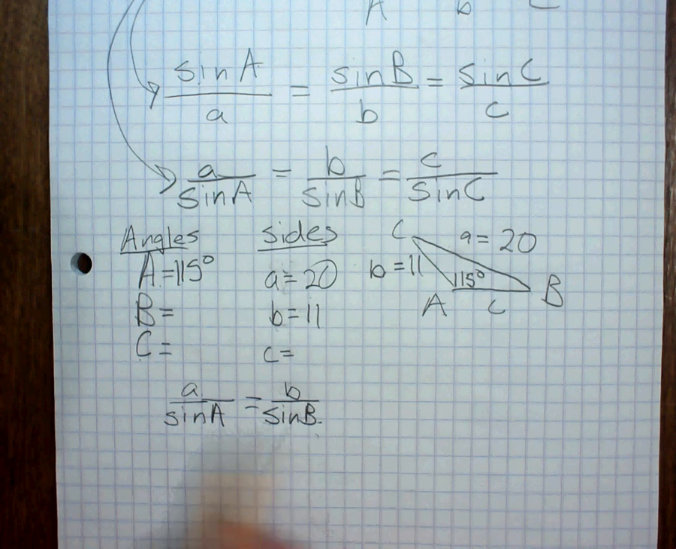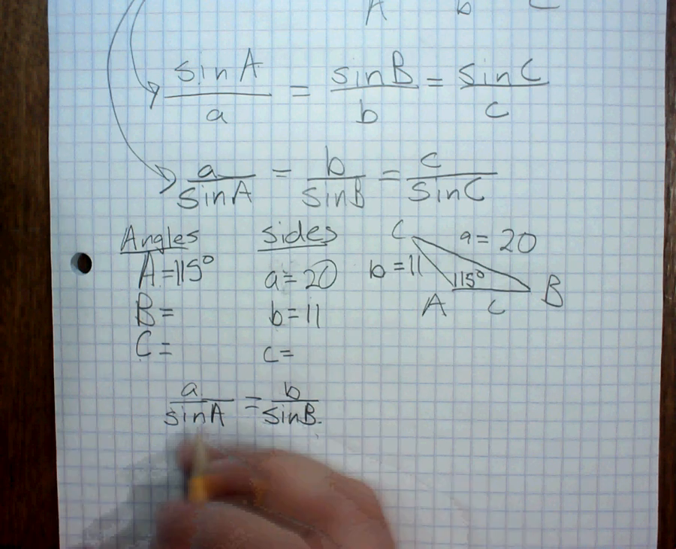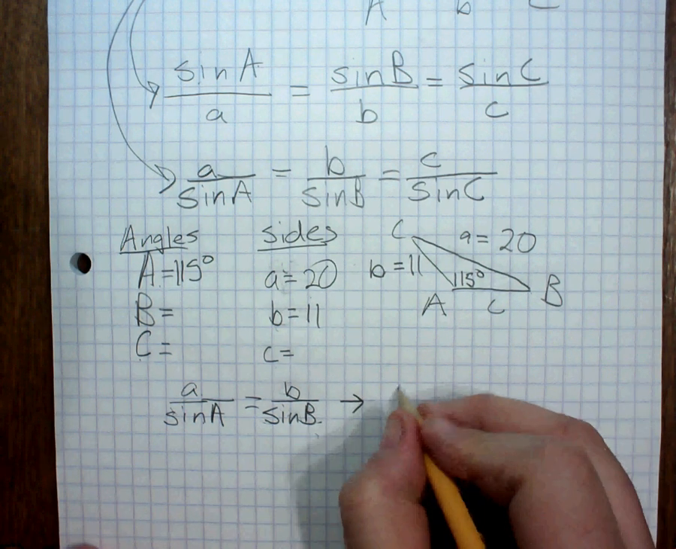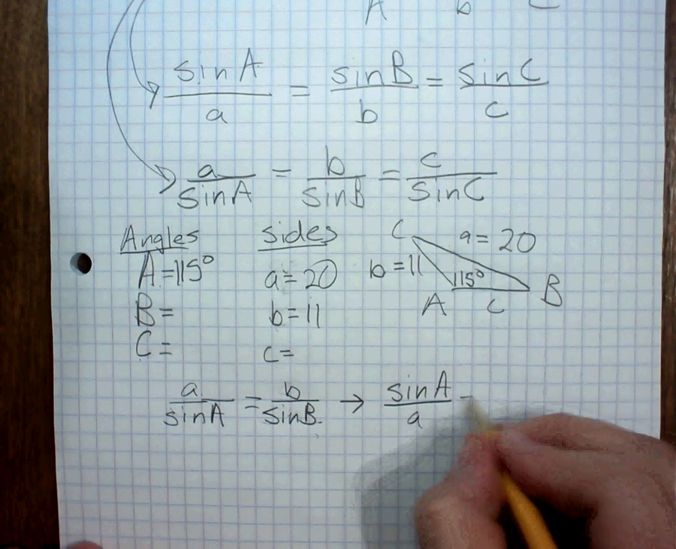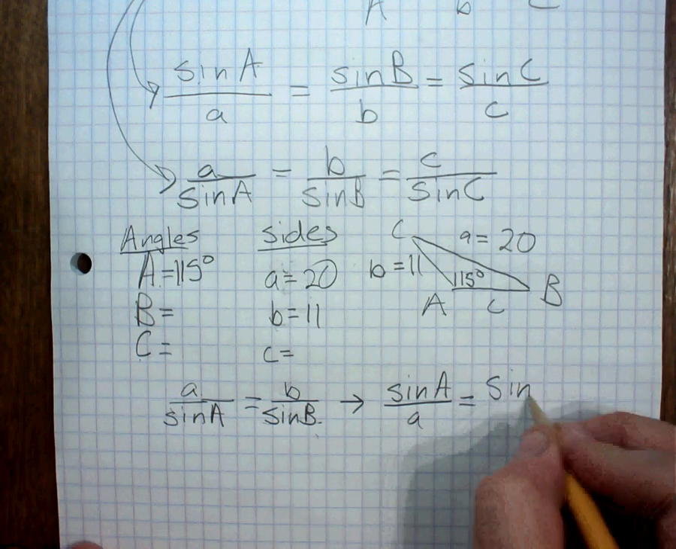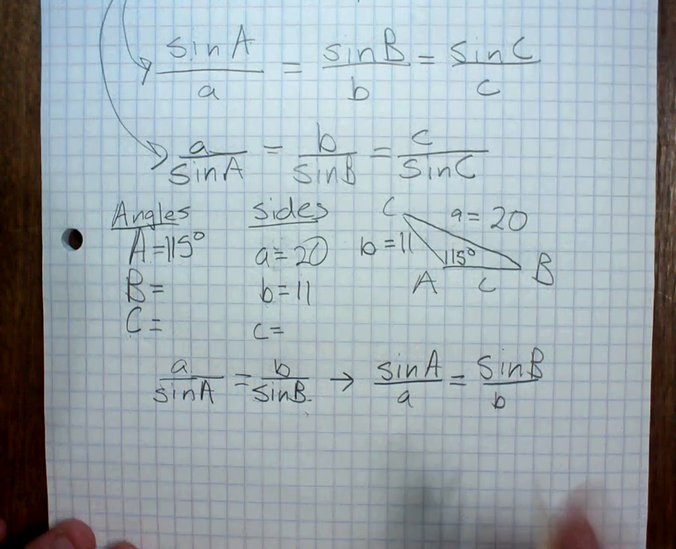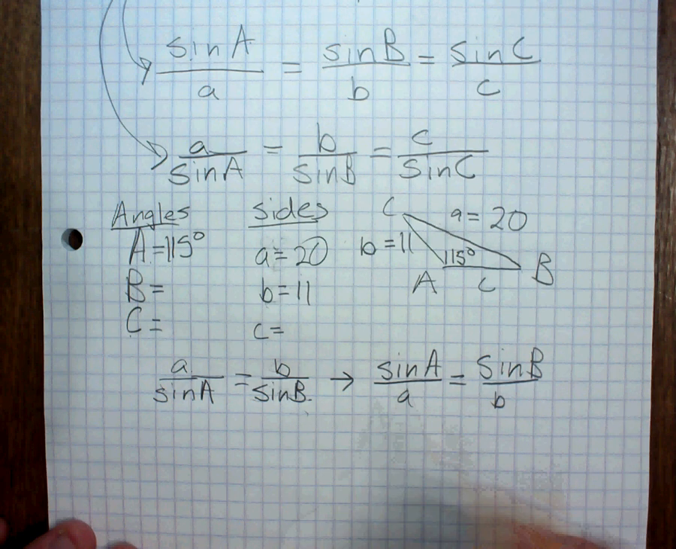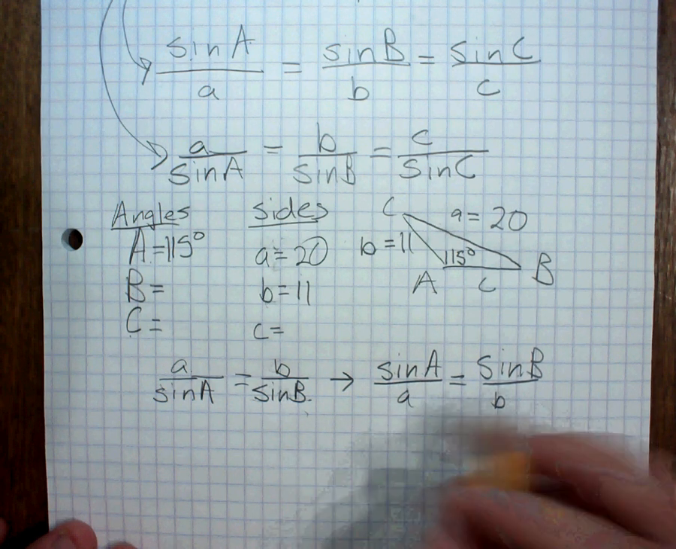Now, as I look for this, I'm going to have sine of capital B on the top. So I'm going to write it this way and say sine of capital A over lowercase a is equal to sine of capital B over lowercase b. I did that on purpose because when I go to solve, it just saves me an extra step. Anyways, let's just plug this in and chug it.